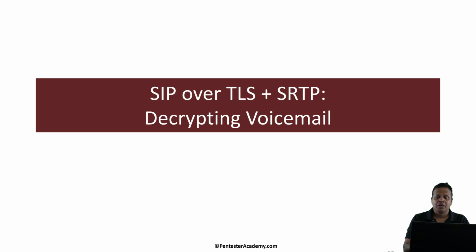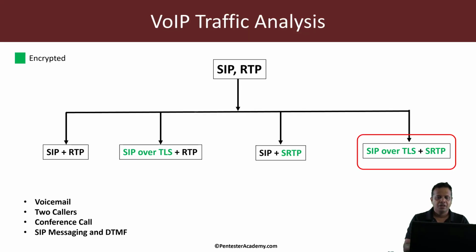Now in this video, we will look at SIP over TLS and SRTP and see how under certain conditions we can end up decrypting the traffic and recovering the voice call. So this is the fourth possibility of SIP-RTP combinations. And clearly this is the most secure one, right?